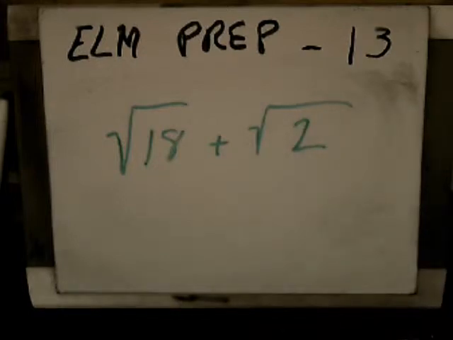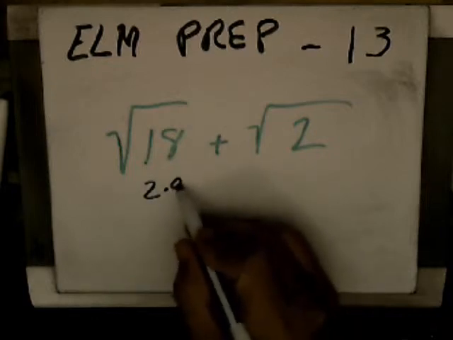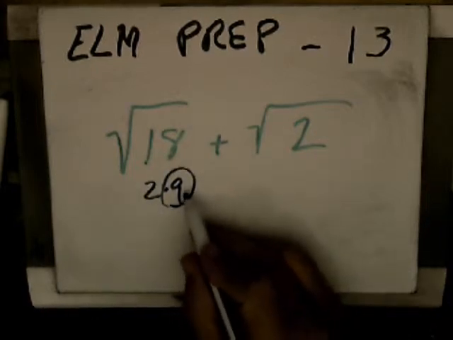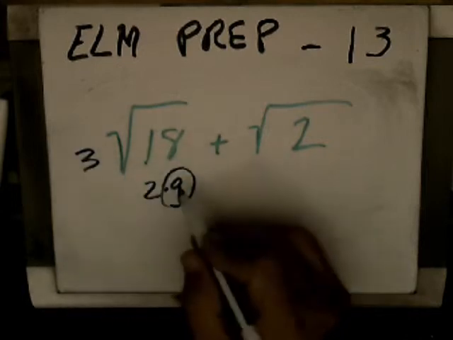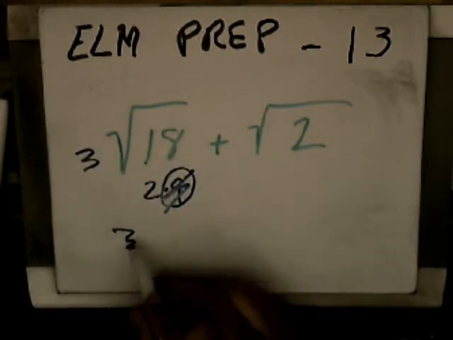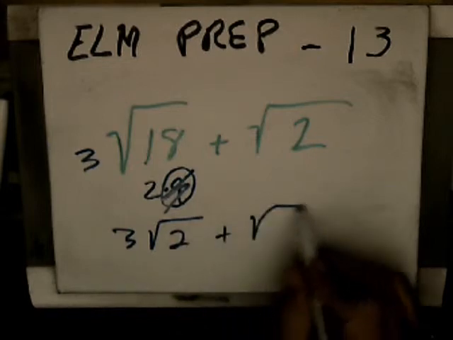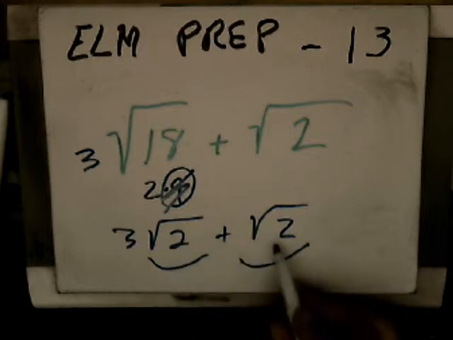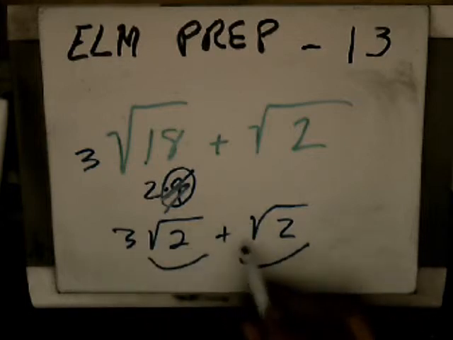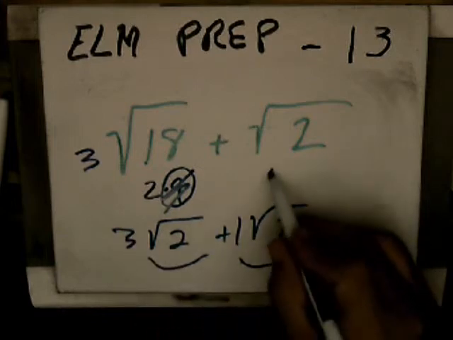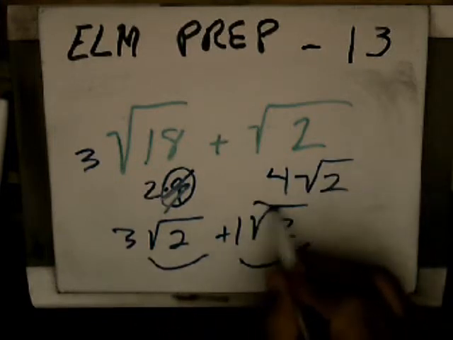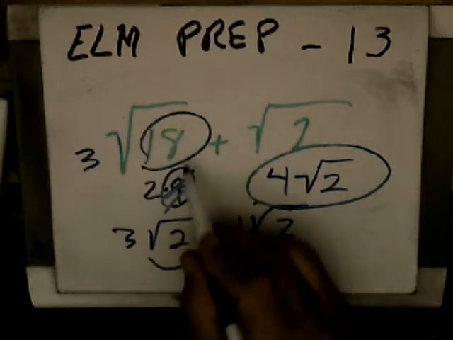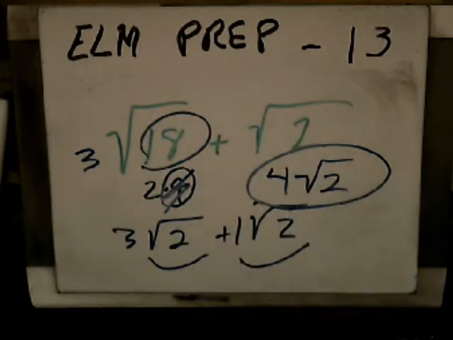Let's do this. Well, initially it looks like there's nothing I can do here because they're different. But I recognize that this is 2 times 9, and I recognize that is a square, so I can bring it out as a 3. Now that's gone. Now I have 3 square root of 2 plus square root of 2. Now these are the same radicals. The roots are the same. They're both square roots. I can add them. There's 1 here plus 3 there for a total of 4 square root of 2. So sometimes I can play around with what's inside to make them equal to each other.